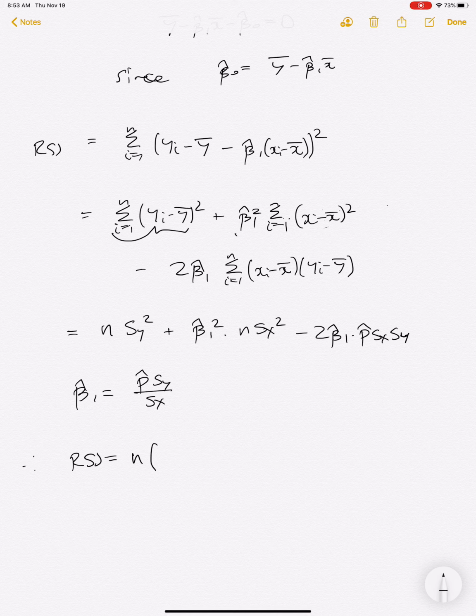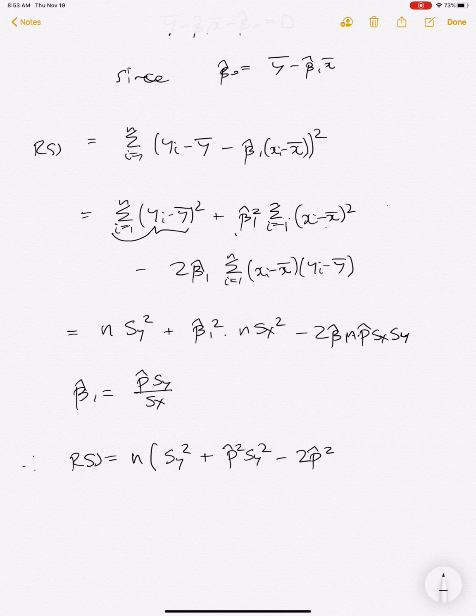So I'm just going to take out the n because it's common here across. So there should also be an n in here that I didn't include. So this is just sy squared, and then plus rho hat squared sy squared. And then this is going to be minus 2 times rho hat squared.